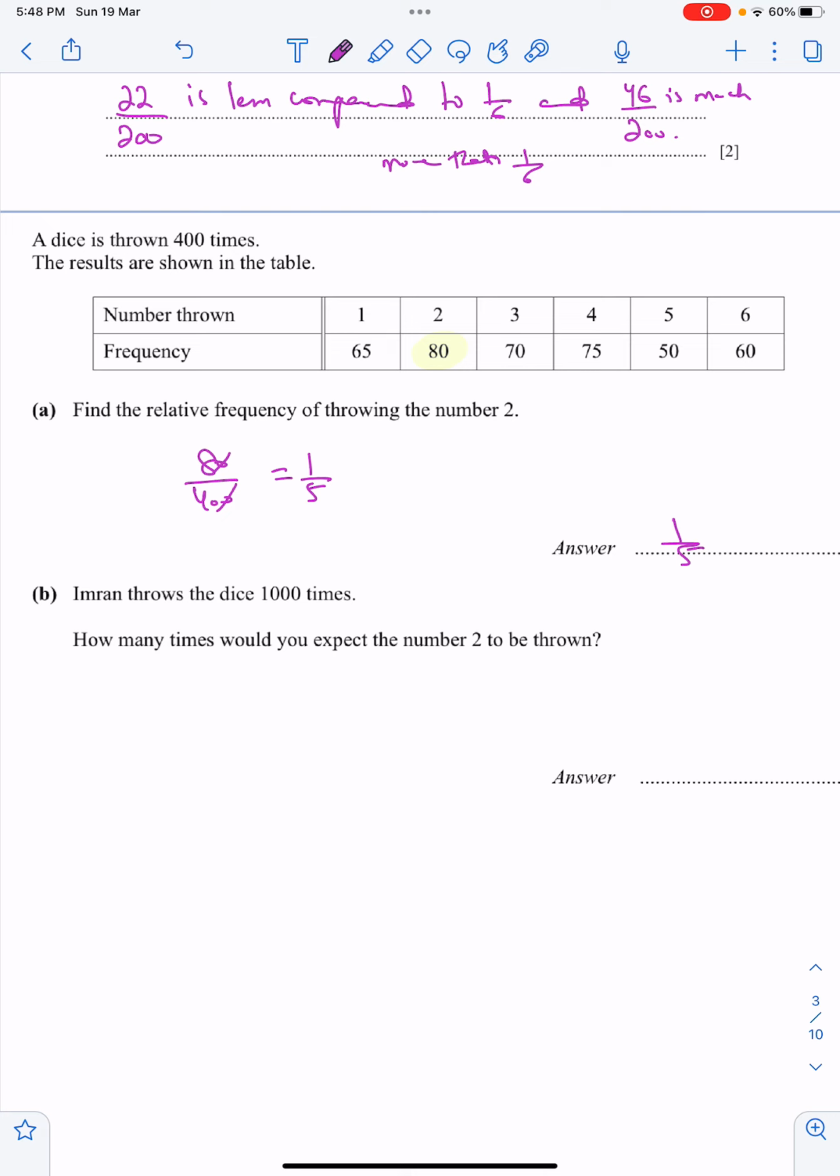Imran throws the dice 1000 times. How many times would you expect the number 2 to be thrown? The relative frequency of 2 is 1 upon 5, multiplied by the total number of times it was thrown. So the formula here is relative frequency multiplied by the number of times the experiment was repeated.